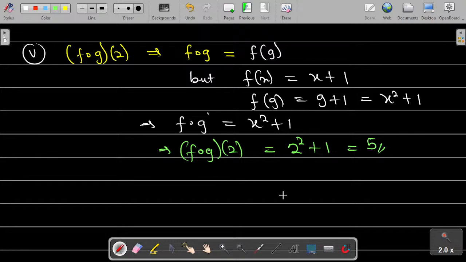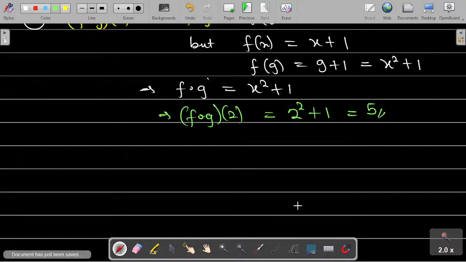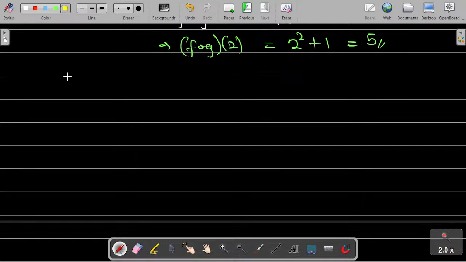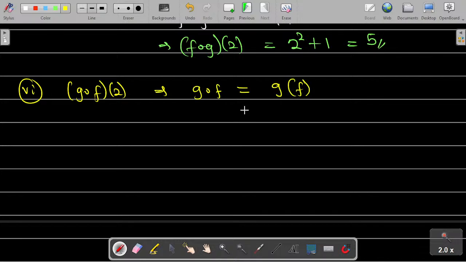Okay, so we go over to the number 6. All right. So number 6, which is VI, we have G composition F of 2. So we are going to take the same process we did here. What is G composition F? That is going to be G of F. So in this case, we are going to start with G, because we are substituting F into G, and our G of X is equal to X squared. So if we now put our X as F, that will be F squared.